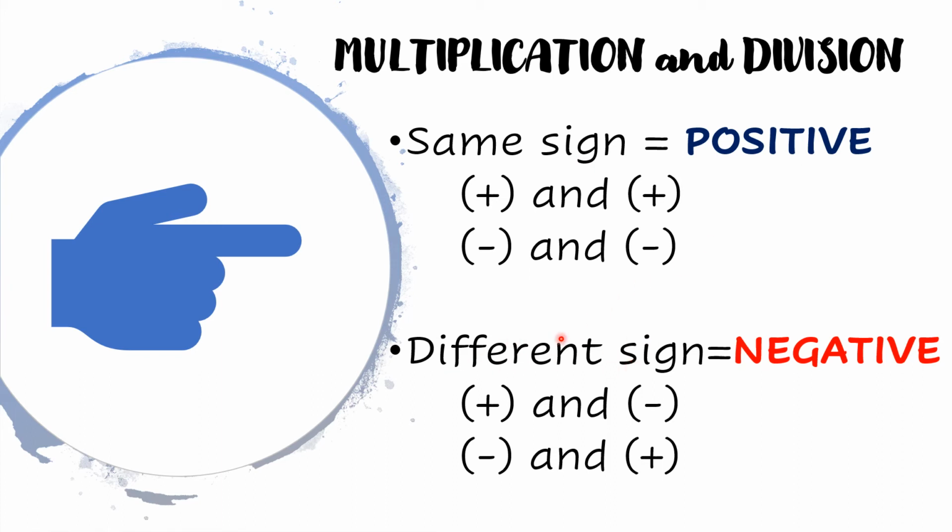Kapag magkaiba naman yung sign, different sign, so kapag ang isang number ay positive at ang isang number ay negative, o ang isang number ay negative at ang isa ay positive, the result is negative. So, ito lang ang tatandaan kapag magmumultiply at magde-divide ng integer. So, same sign, the answer is positive. Different sign, the answer is negative. So, let's have an examples.